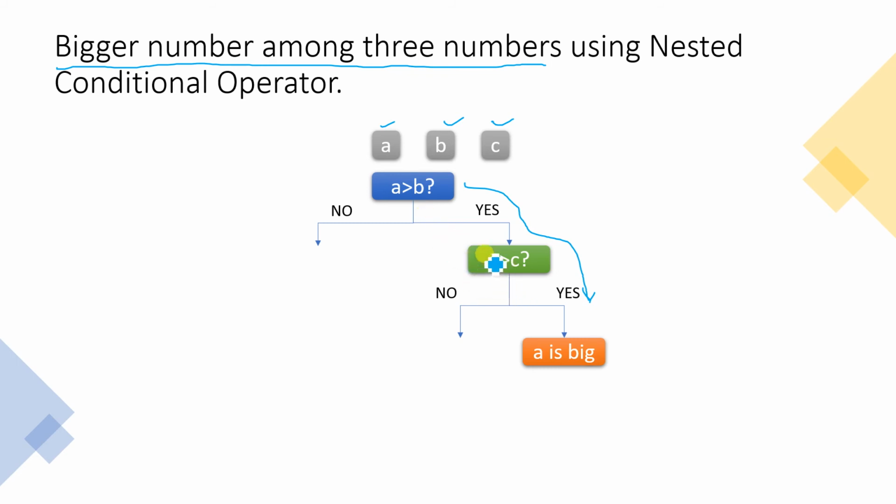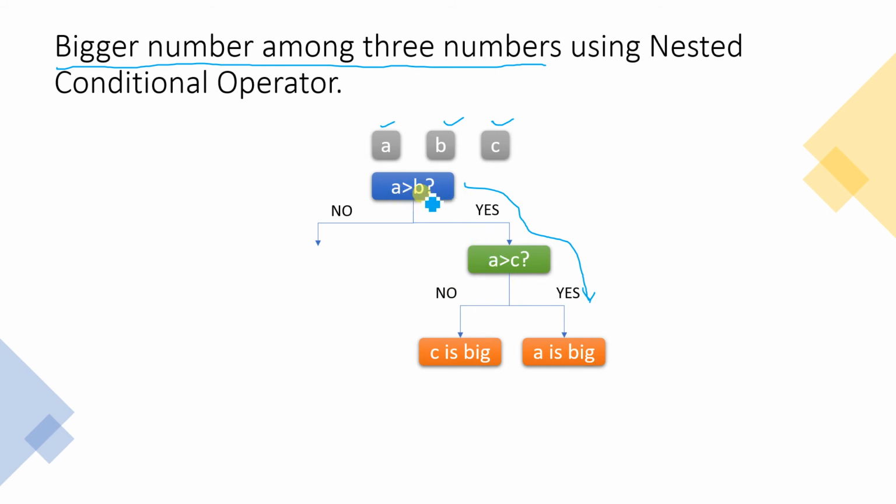Okay, so if you see here, A greater than C is either yes or no. If it is greater than C, then we know that A is big. Now if A is not greater than C, then who will be bigger? Because already A is bigger than B, but A is not bigger than C. So who is big? Obviously C is big. So what will we write? We will write C is big. Okay, so this part is over.